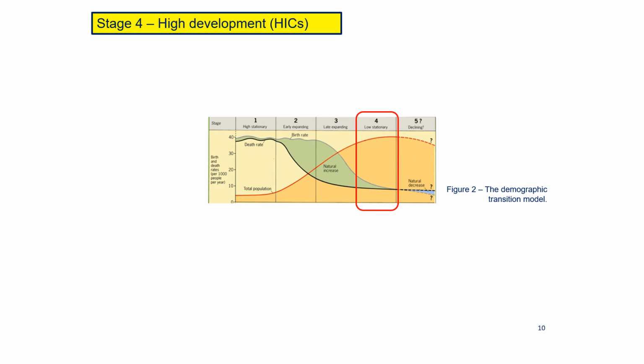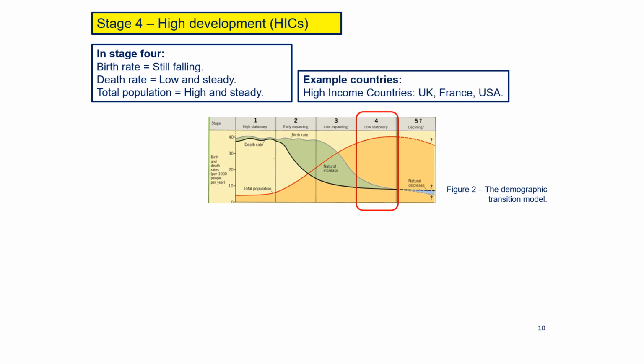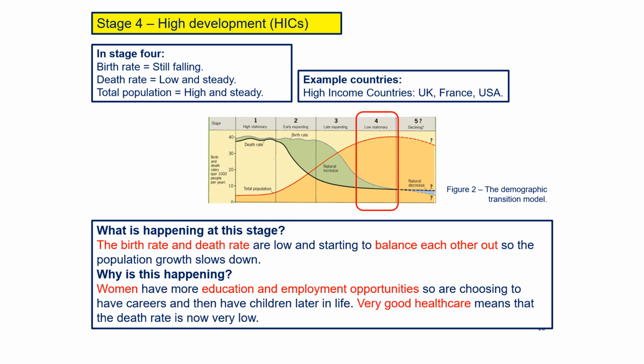We then get to stage 4 of the demographic transition model, and what we can see here is the birth rate is still going down and the death rate is really quite low now. The population is high, but it's not really growing anymore. Example countries are high income countries like the UK, France, USA. So why is this happening? Why is the birth rate still falling?